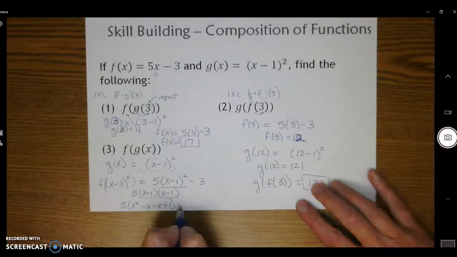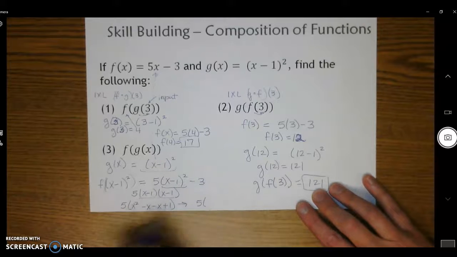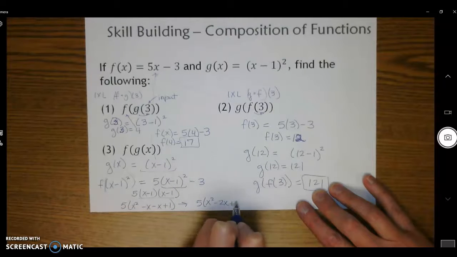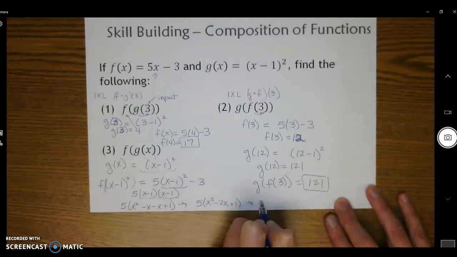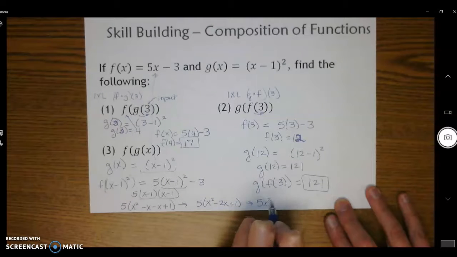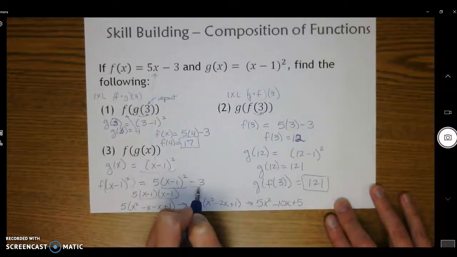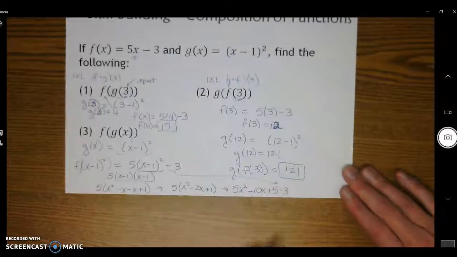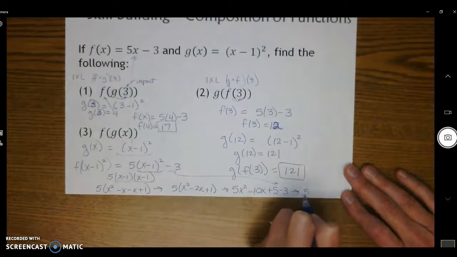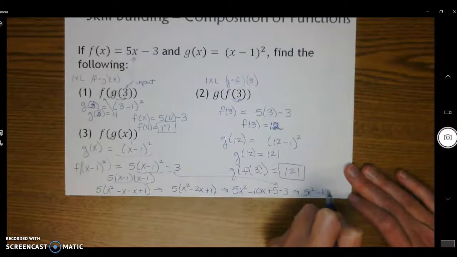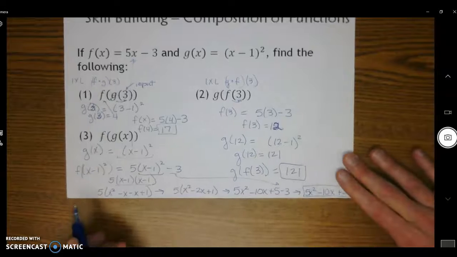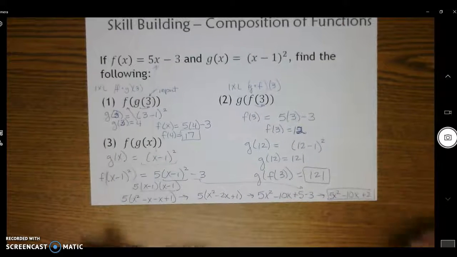So that will be, and I'm going sideways here now, 5 times x squared minus 2x plus 1. Simplify that further. That will be 5x squared minus 10x plus 5. And then we also have this minus 3 here that we got to do. So one more time, 5x squared minus 10x plus 2. That's what f of g of x is.